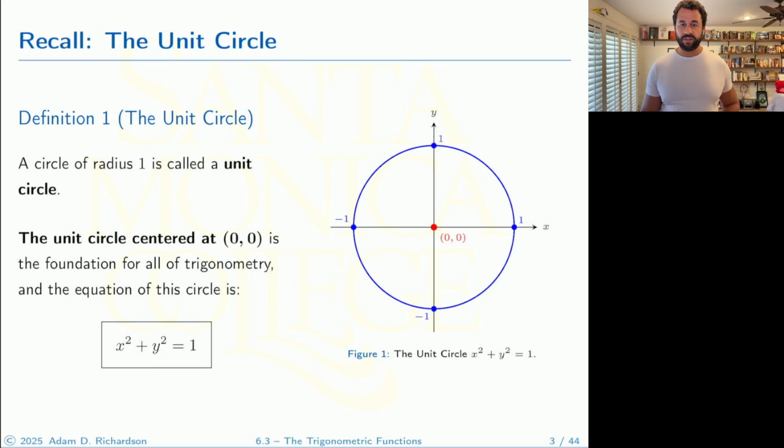Okay, so let's quickly recall the unit circle. Hopefully you remember this very well at this point. A circle of radius 1 is called a unit circle, and when we center it at 0, this is often what we call the unit circle, just like that. It's got this equation, x squared plus y squared equals 1, and this circle is the foundation for all of trigonometry. This is where it's all going to come from, okay?